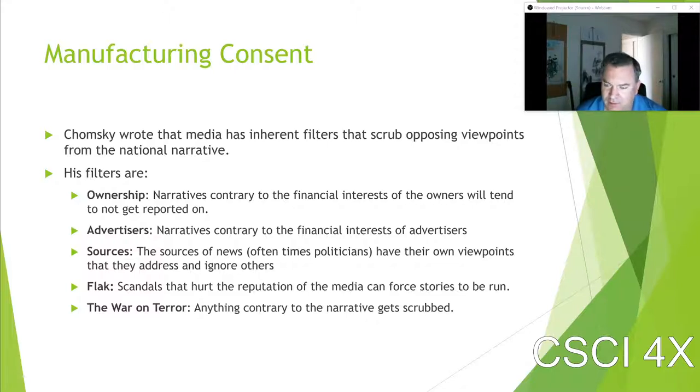So Chomsky is a big critic of a lot of things. He's a dyed-in-the-wool communist. So, you know, make sure you take that into account. And he wrote a book called Manufacturing Consent, which got updated after the Iraq War. And even that's probably a little bit out of date now. But he basically says that the media doesn't really report all viewpoints equally, right?